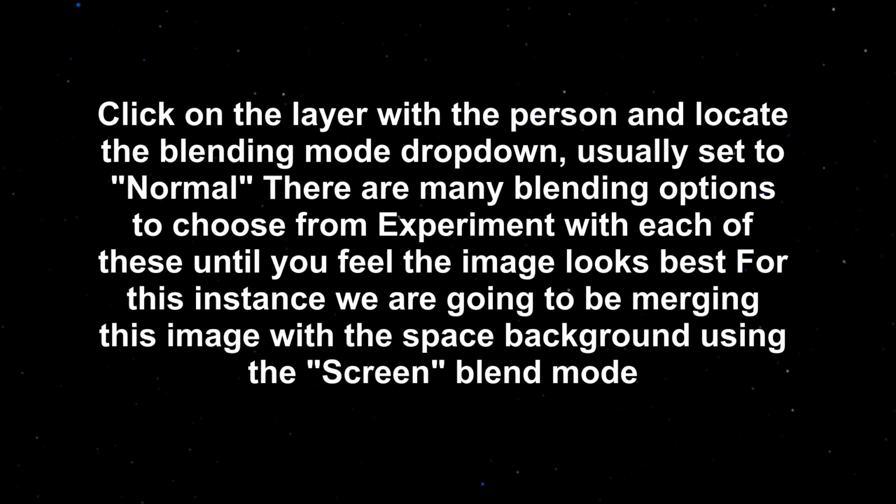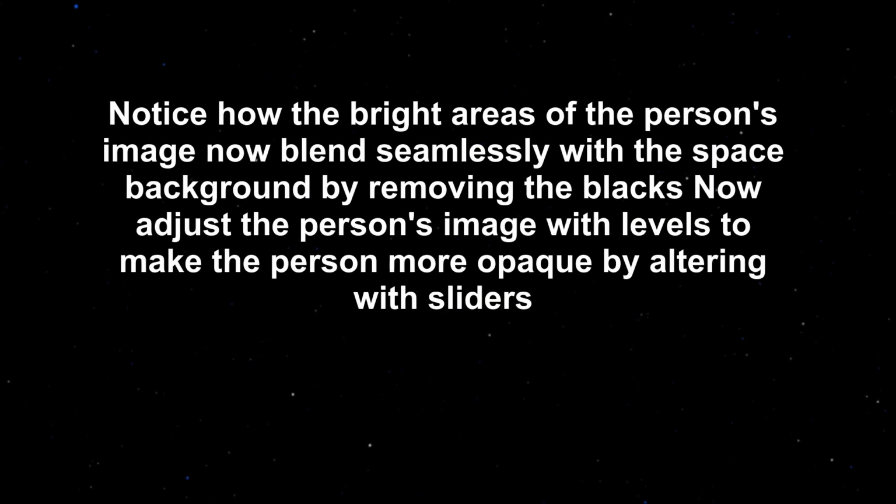For this instance, we are going to be merging this image with the space background using the screen blend mode. Notice how the bright areas of the person's image now blend seamlessly with the space background by removing the blacks. Now adjust the person's image with levels to make the person more opaque by altering the sliders.